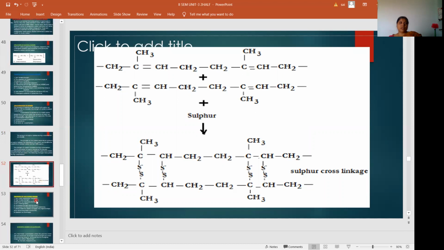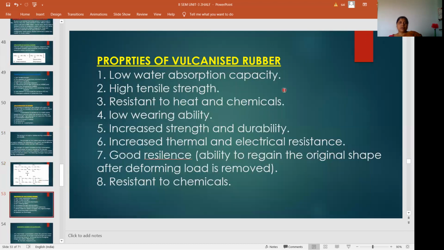Next, come to vulcanized rubber. To improve the properties of natural rubber, we add sulfur, that is, we do vulcanization. We will see the properties of vulcanized rubber. Its properties will be changed: low water absorption capacity, high tensile strength, resistance to heat and chemicals, wearing ability, increased strength and durability, increased thermal and electrical resistance, good resilience, that is, deformation.